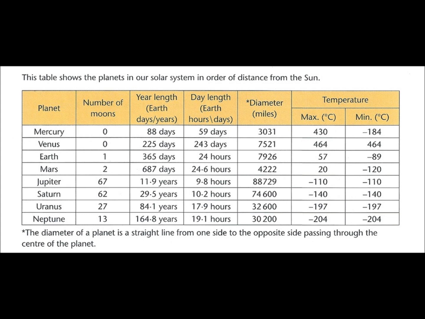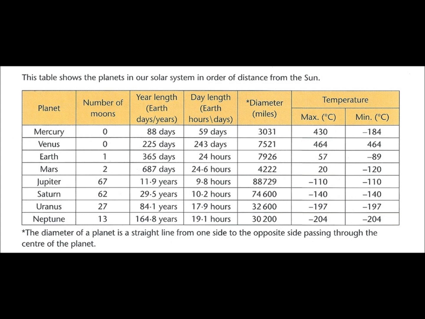Thinking of another question, which will test the same sort of skills: which planet is furthest from the sun? Now when we look at the columns here, we've got the planets, the number of moons, the year length, the day length, the diameter, and the temperature maximum and minimum. There are no columns there that actually tell us how far the planets are from the sun. And this is where reading all the information in and around the table is crucial.